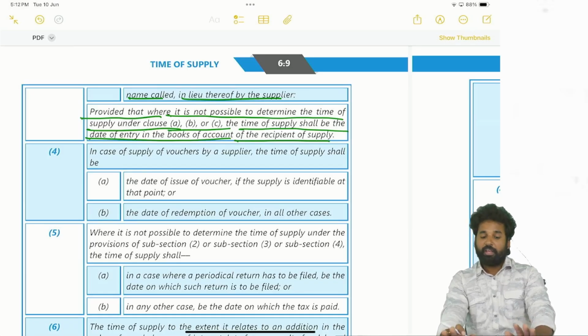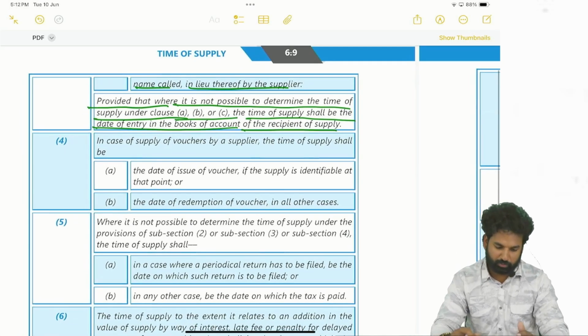With respect to reverse charge mechanism in case of goods.